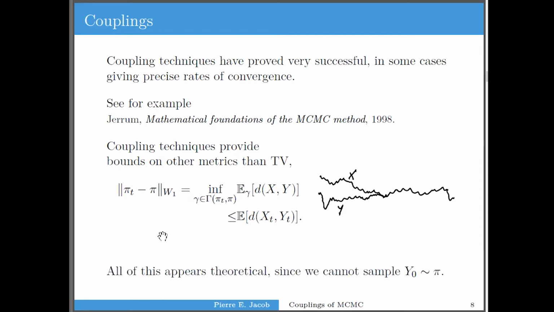And so at this point, everything here is theoretical because we have assumed this new chain y starts at stationarity. And of course, we don't know how to sample from stationarity if we're doing MCMC in many cases. You could imagine sometimes you know how to do it, but it's too expensive, so you're doing MCMC anyway. But generally speaking, in challenging MCMC scenarios, we just don't know how to sample from that.